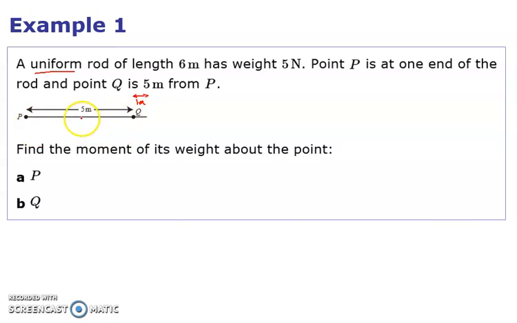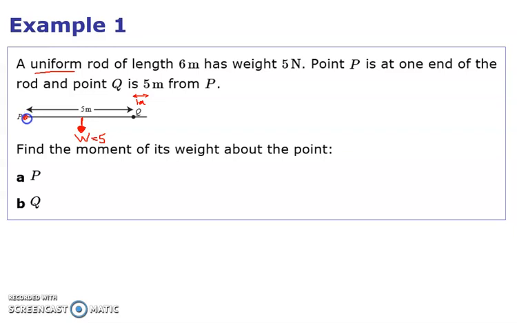So what that means is we can know at the halfway point we have the center of mass, and that's where the weight acts. So the weight will always act in the middle of a uniform bar. That's what this is. And notice, what's it say? It's got a weight of 5 newtons. Now, point P is one end of the rod, and point Q is 5 meters from P. Okay, find the moment of its weight about the point P.